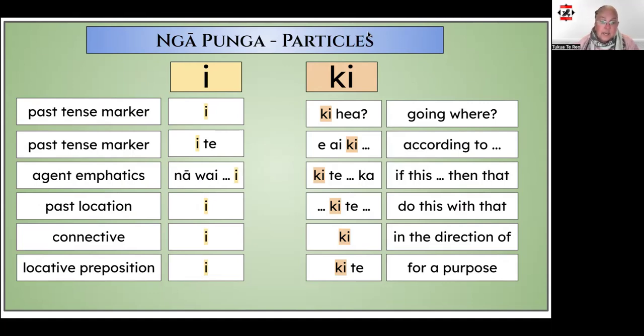In the phrase ki hea, to ask about where someone or something is going. E ai ki, according to. Ki te ka, to say if this, then that. Ki te, as in performing an action with something. Ki in the direction of, and ki te for a particular purpose.